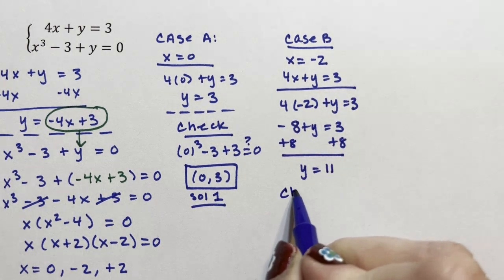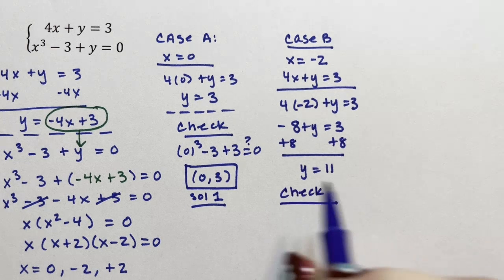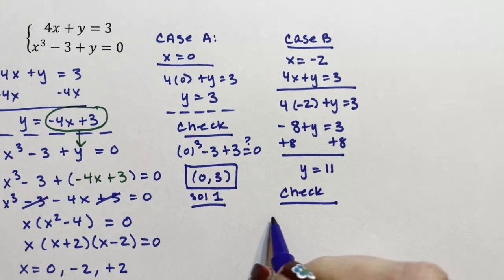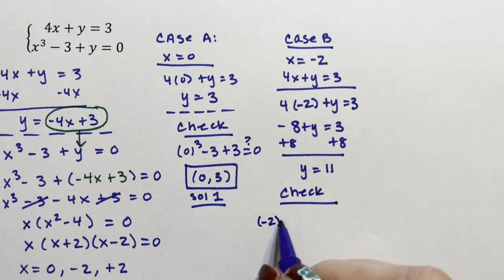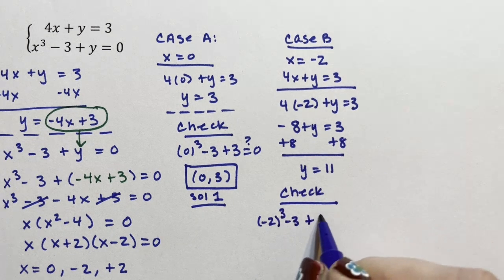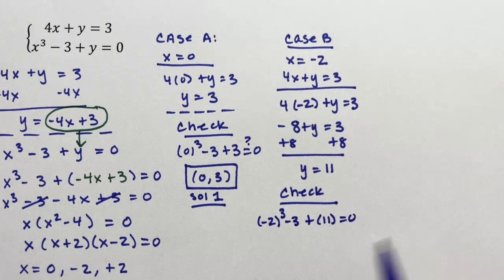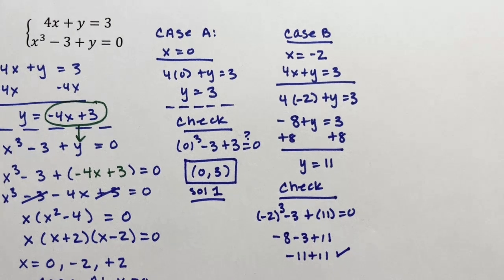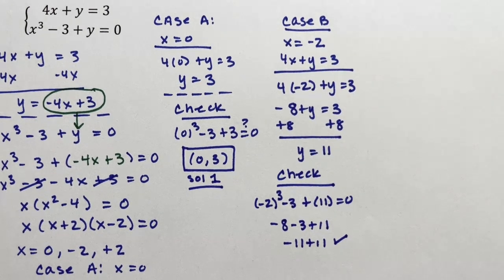And again, we want to check. We're going to check with the second equation. Is negative 2 cubed minus 3 plus 11 equal to 0? This is negative 8 minus 3 plus 11, negative 11 plus 11. That works out. So (negative 2, 11) is our second solution.